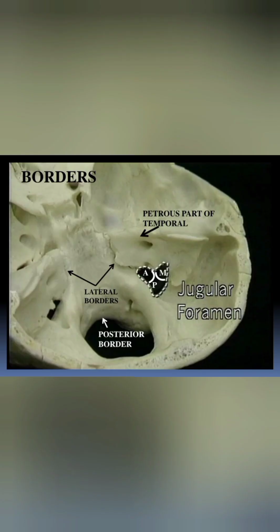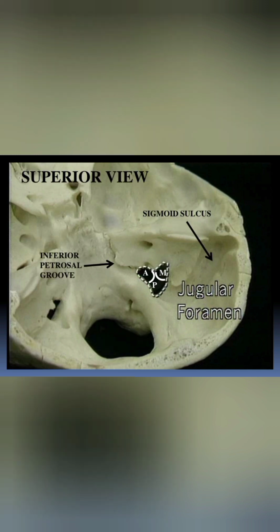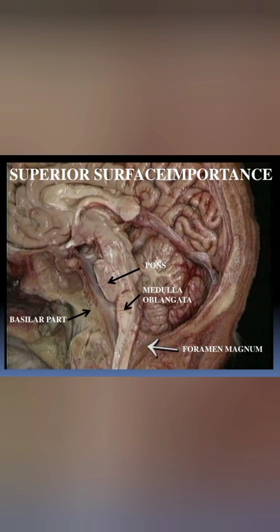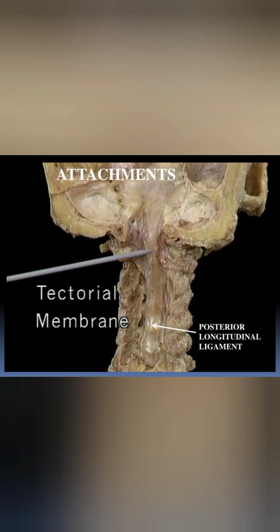It has two lateral borders and they articulate with the petrous part of the temporal bone. In between the lateral border and the petrous part of the temporal bone, there is an inferior petrosal groove which lodges the inferior petrosal sinus. Basilar part also has a posterior border which forms the anterior margin of the foramen magnum. Superior surface forms the clivus where the brain stem rests. Superior surface gives attachment to the tectorial membrane, which is the continuation of the posterior longitudinal ligament.